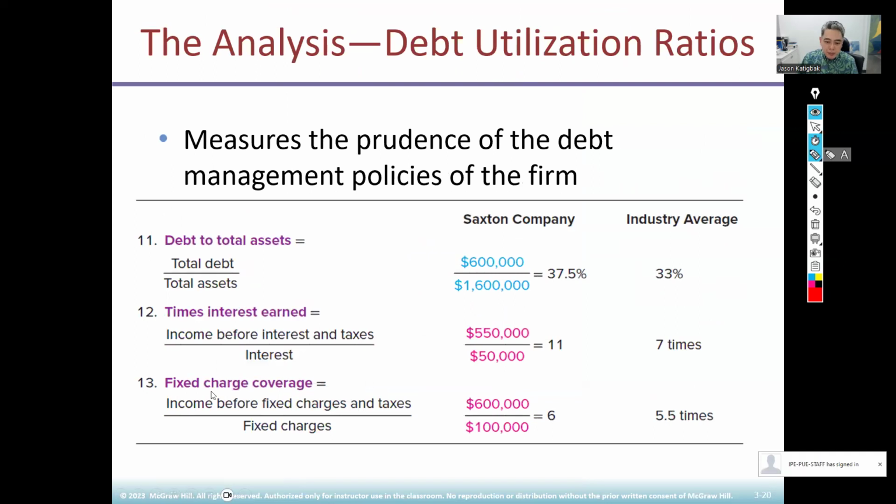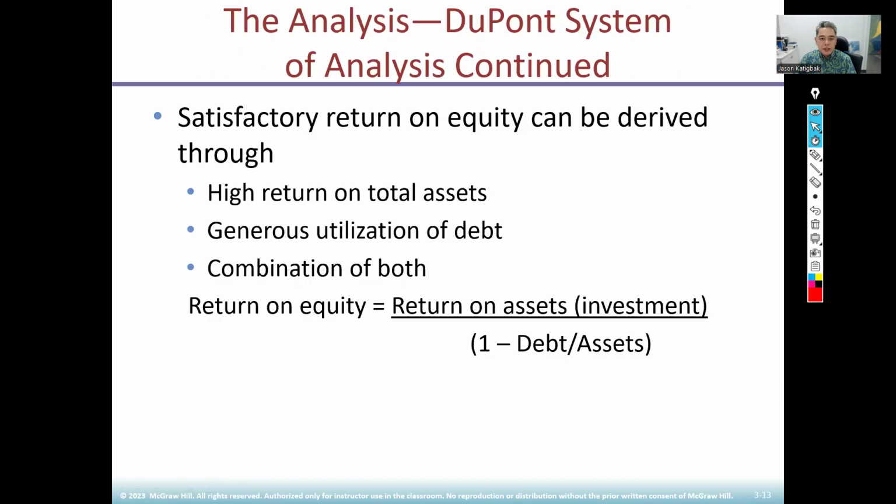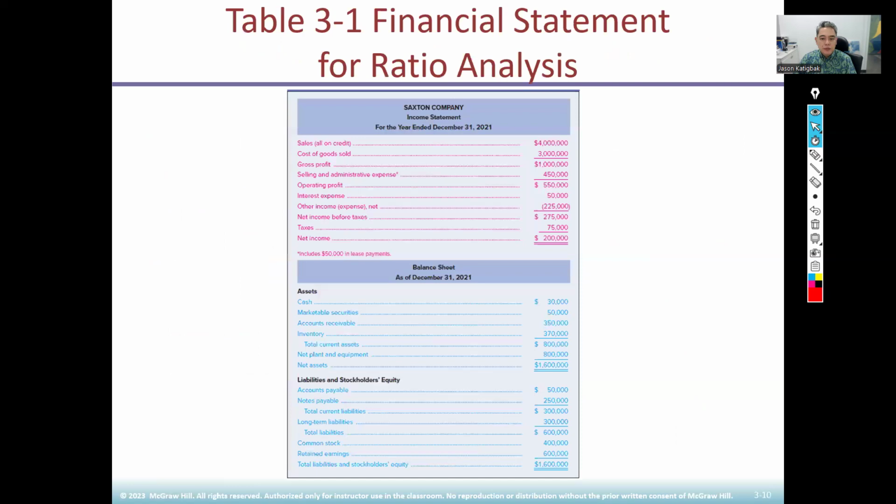Now, sometimes the company would want to actually see a fixed charge coverage. So this is income before fixed charges and taxes. So it's 600,000 divided by fixed charges of 100,000. So it's actually six times. So it's more than enough to pay for your fixed charges. Let's go and find those fixed charges, 600,000, right? It's actually our income before.